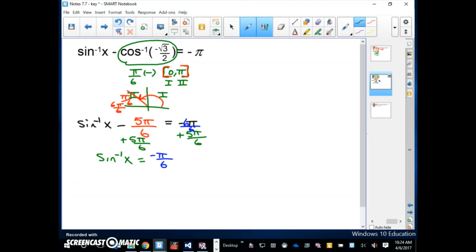We're still peeling the onion, right? We're still trying to isolate x. And so to isolate x here, we're going to take sine of both sides. That means x equals sine of negative pi over 6. Now, there are a couple of ways to think about this problem. We've done this before. It's been a while. I think the best way of thinking about it is to remember one of your negative angle identities.